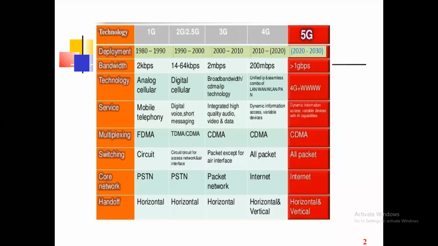Coming to second generation, there is 2G and 2.5G. Here the bandwidth is increased from 2 kbps to 14 to 64 kbps. In 2G we are using digital technology. The services provided by 2G, apart from voice communication, include the SMS service, short message service, also provided in the second generation.